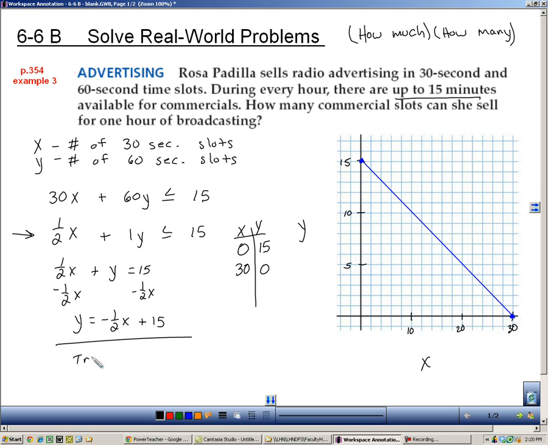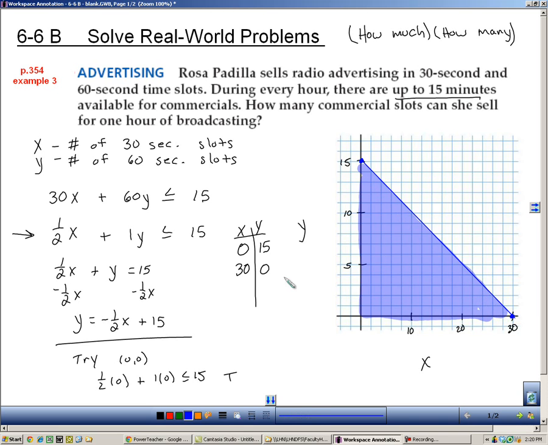So I'm going to try 0, 0 into the original. 1/2 times 0 plus 1 times 0 is less than or equal to 15. 0 plus 0 is less than 15. That's true, which means 0, 0 is on the true side. Since 0, 0 is under here, that means I'm going to shade under here.